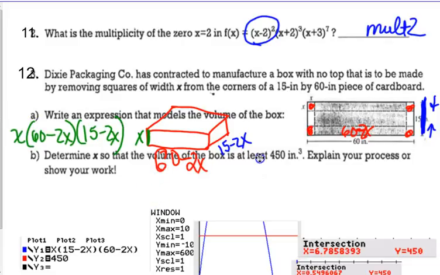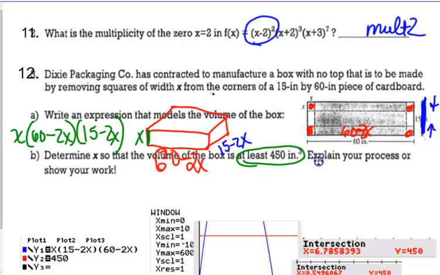Part B says, when is it making a volume of at least 450? I will not ask an at least question on the test. I'll just ask, when is it exactly 450, okay? They'll have one answer. But for today, it says, when is it at least 450?